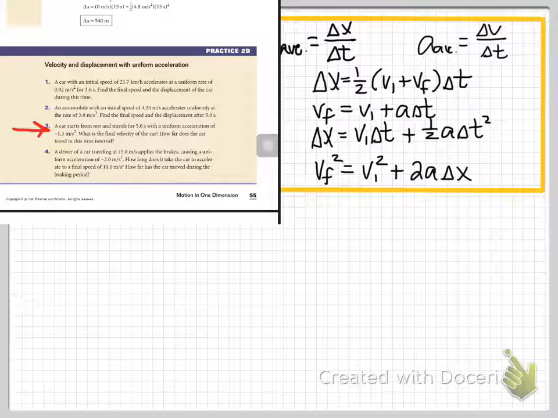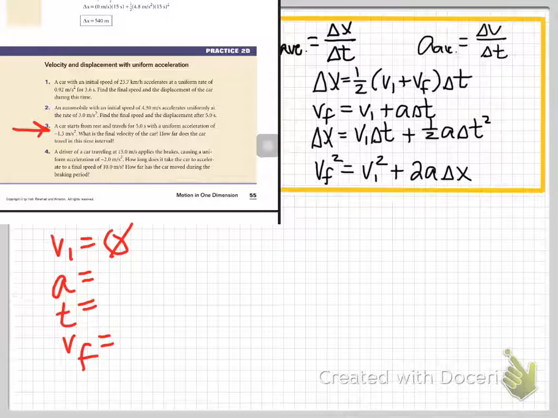Car starts from rest, travels 5 seconds, uniform acceleration, what's the final velocity? So we're given VI, we're given acceleration and we are given time. We are being asked for VF. So VI is 0. Acceleration is negative 1.5 meters per second squared. And delta t is 5.0 seconds. Did this solve anything yet?